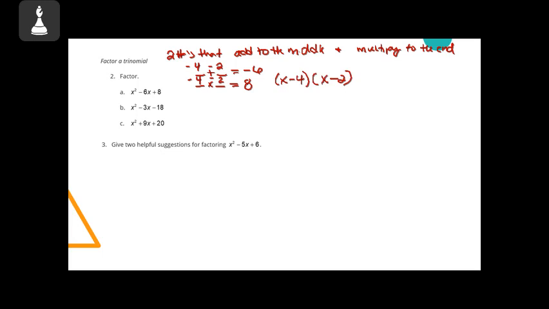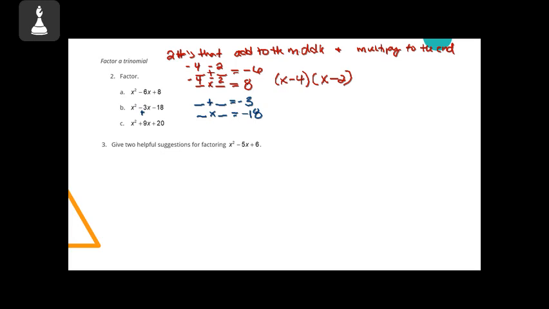Next one is x squared minus 3x minus 18. So for this one, we're looking for the two numbers that add to -3, and those same two numbers multiply to -18. So it's always add to the middle, multiply to the end.